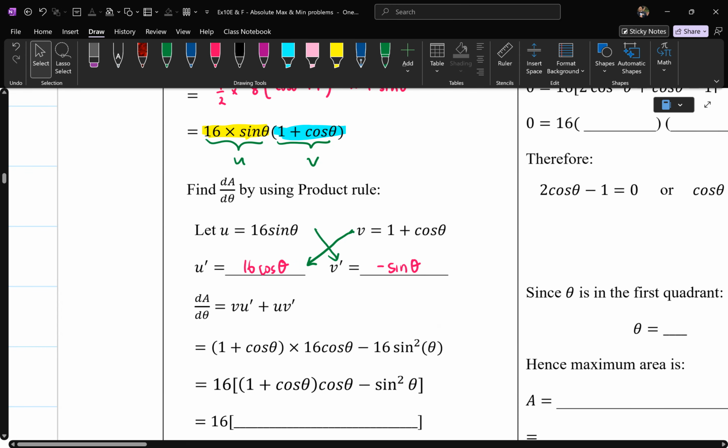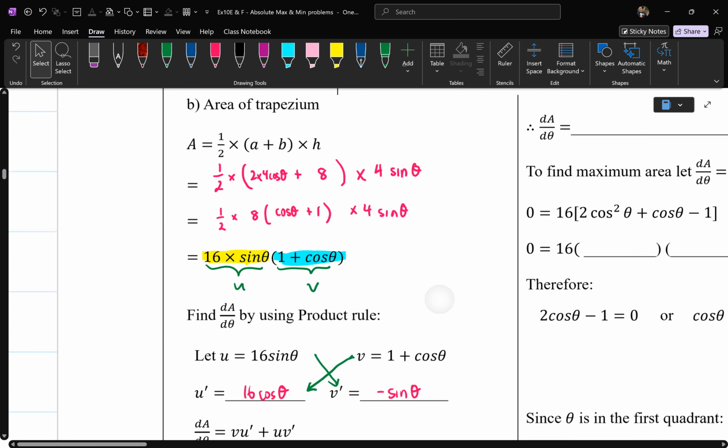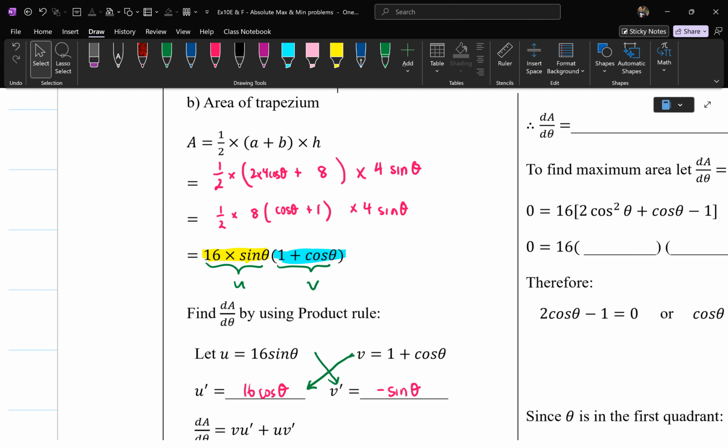Which part? I don't understand why we need to do it. Oh, because the question was asking for the max area of the trapezium. So to find the max area, we know that there's a stationary point in terms of the area function. As the angle theta increases, there's a certain point where you get the max area. So the question is, what would the maximum area be? So instead of a function of that, to find the maximum, I just found the derivative to find the stationary point.